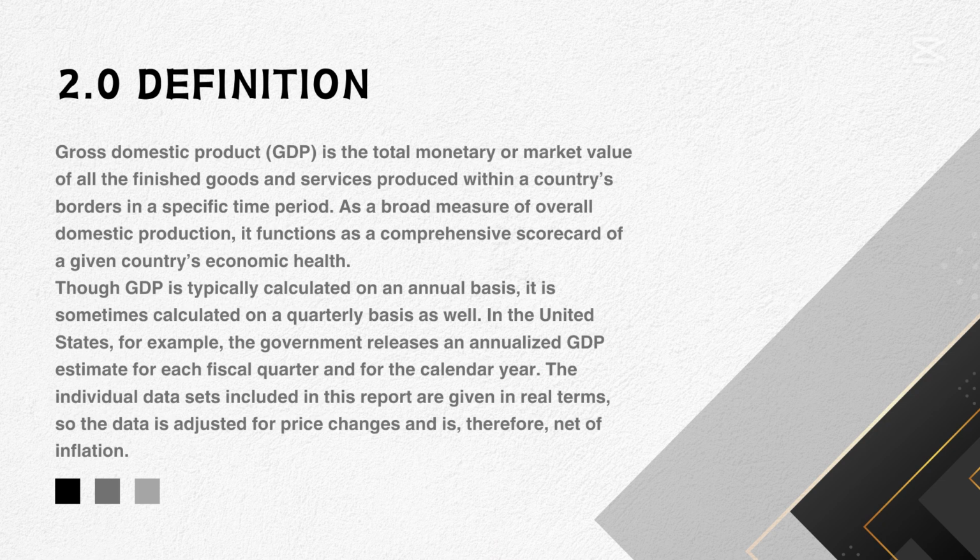So we go to the next slide. We're gonna define GDP. So what is GDP? GDP, or gross domestic product, measures the total market value of all goods and services produced in a country within a specific period. It is a vital indicator of a country's economic health.